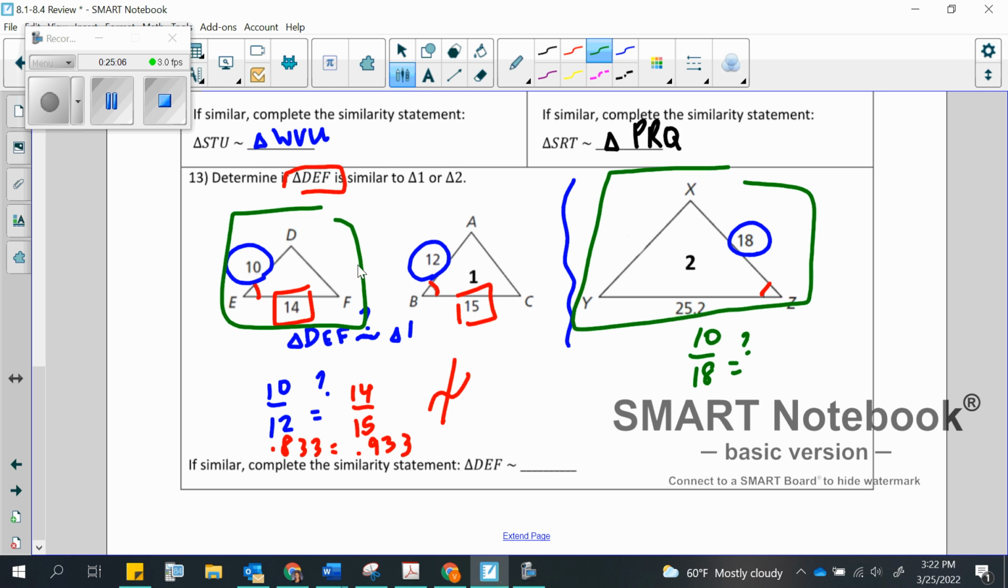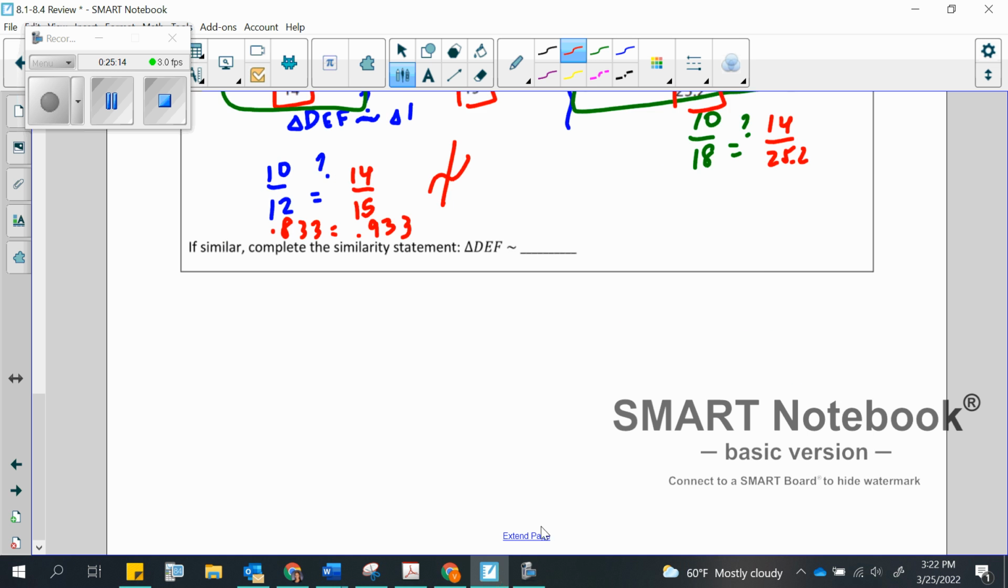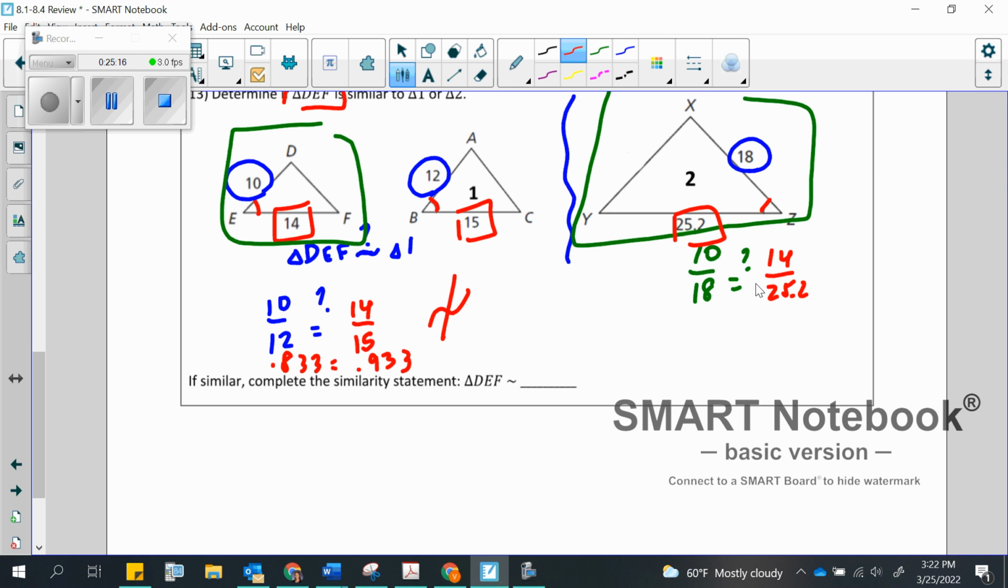Is that the same thing as 14 over 25.2? So 10 over 18 reduces to 0.55. 14 over 25.2 reduces to 0.55. So yes, since they're the same, that means these two corresponding sides are proportional, and the angle in between them is congruent. So therefore, the triangles are similar by SAS similarity.